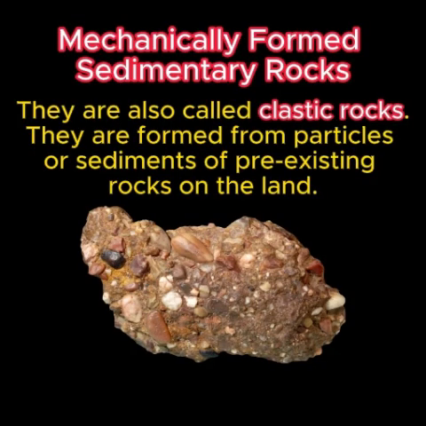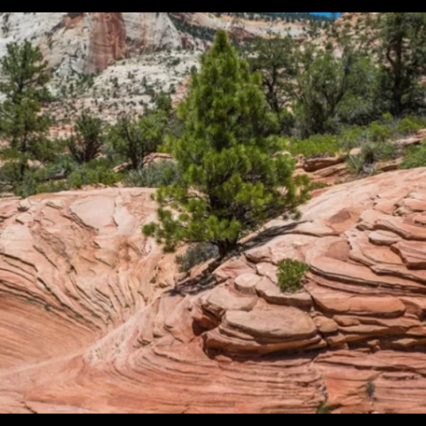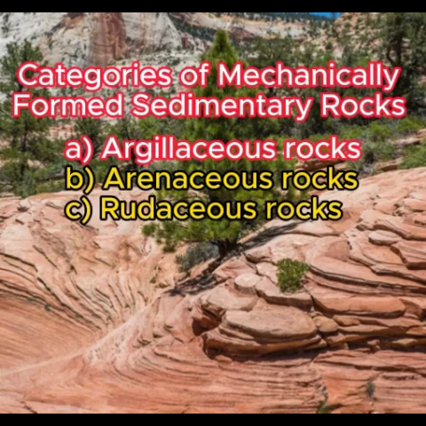Mechanically formed sedimentary rocks. They are also called clastic rocks. They are formed from particles or sediments of pre-existing rocks on the land. Mechanically formed sedimentary rocks are further classified into three categories, depending on the size of their constituent particles, as follows.